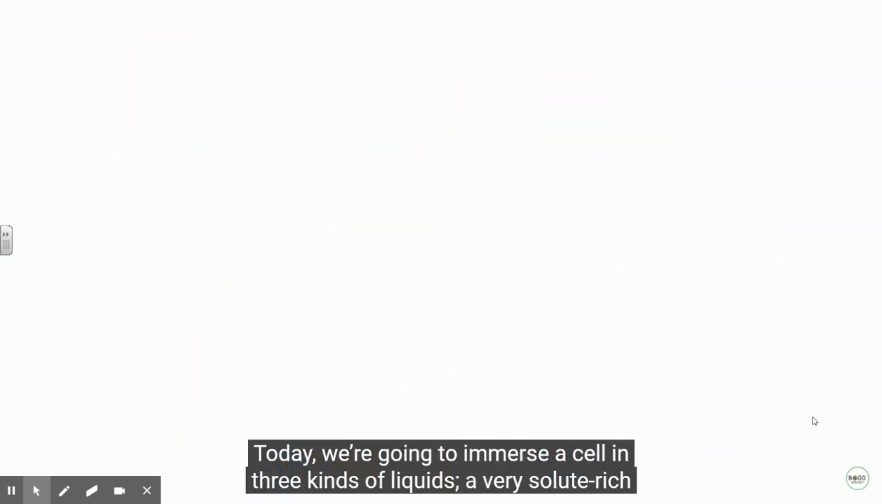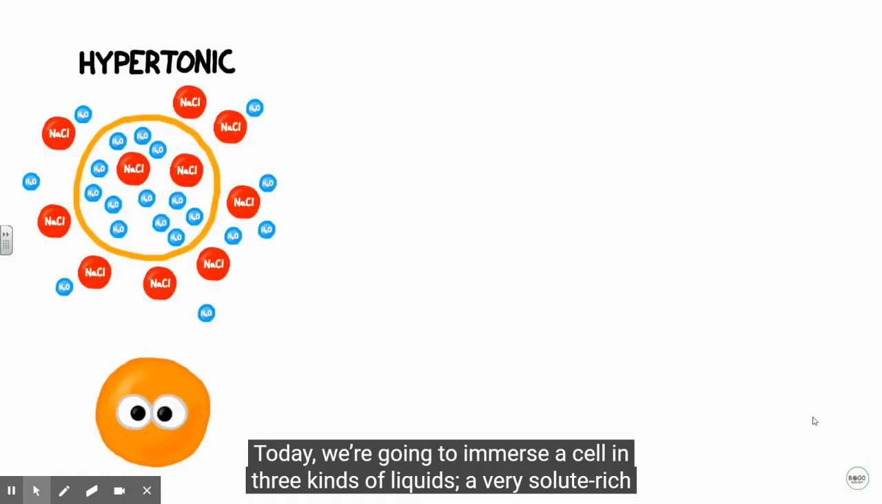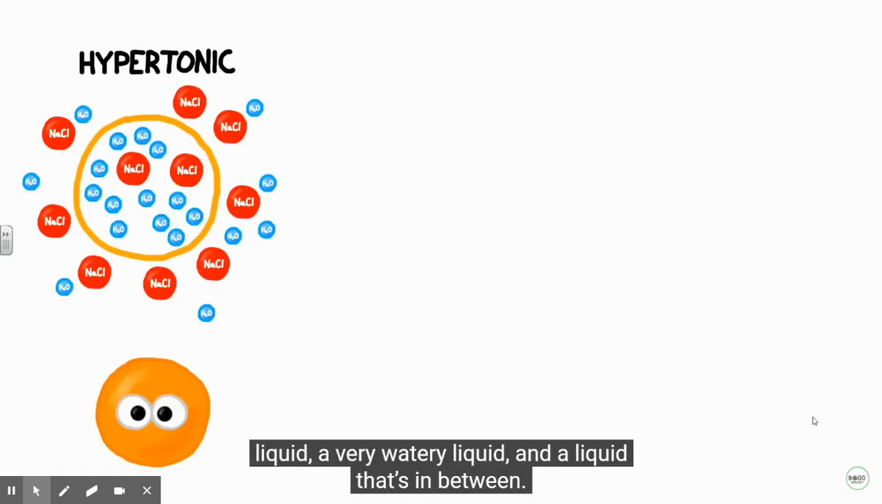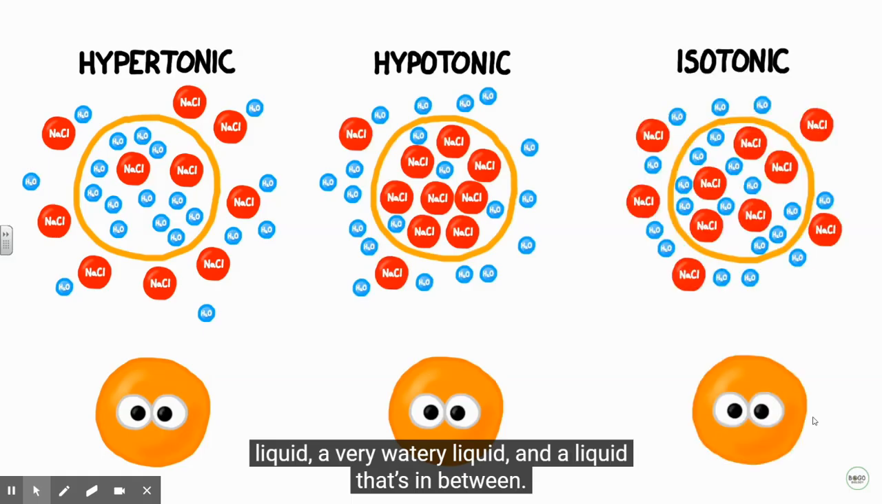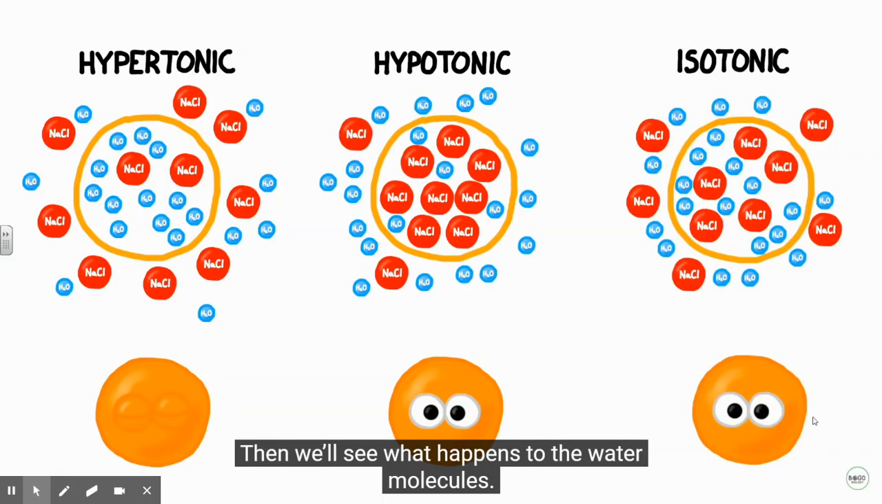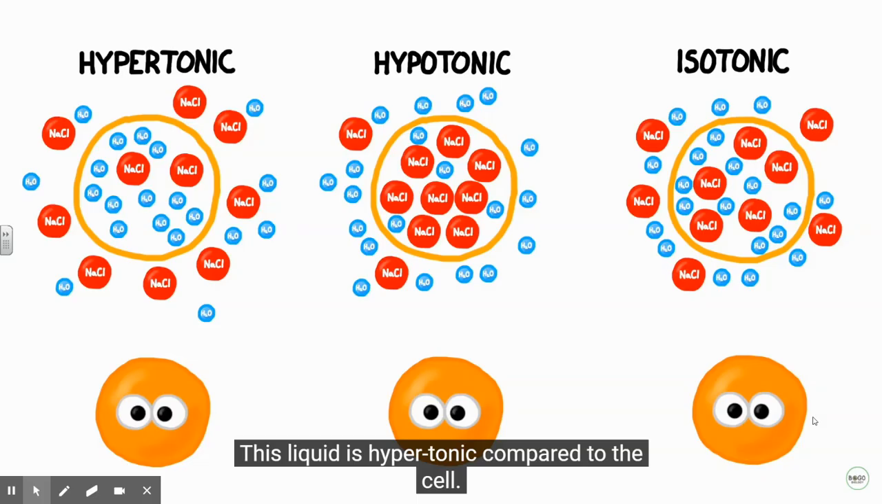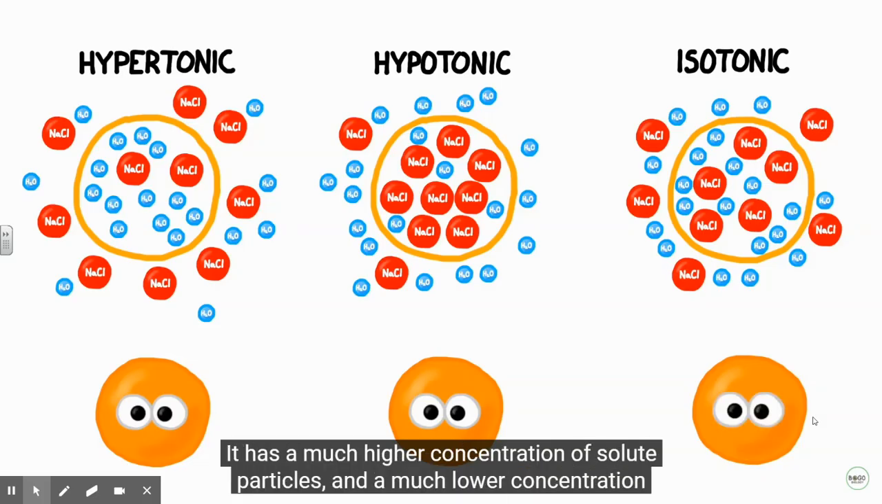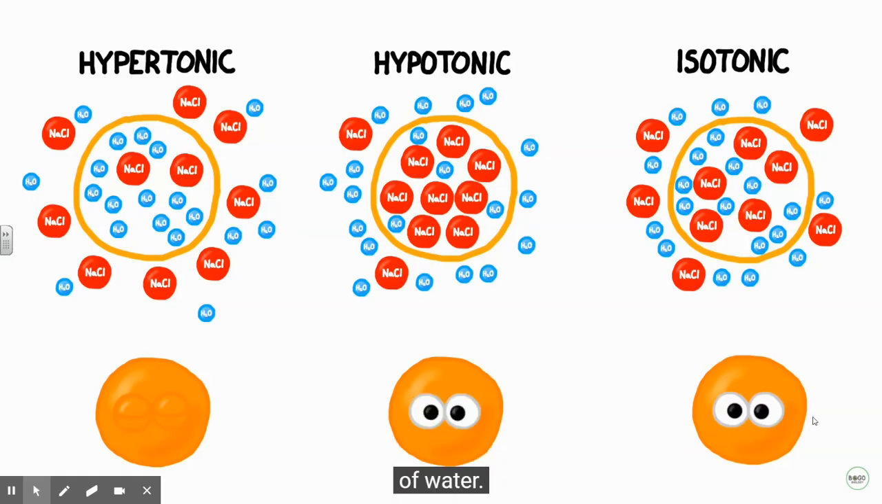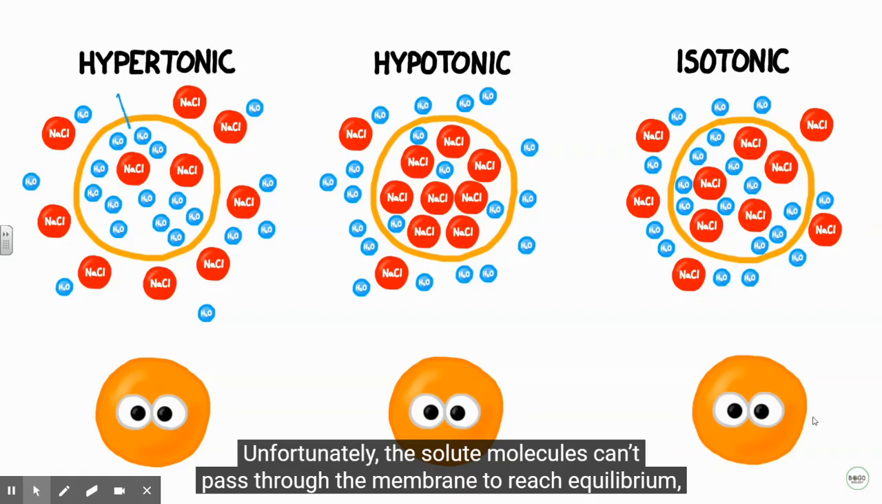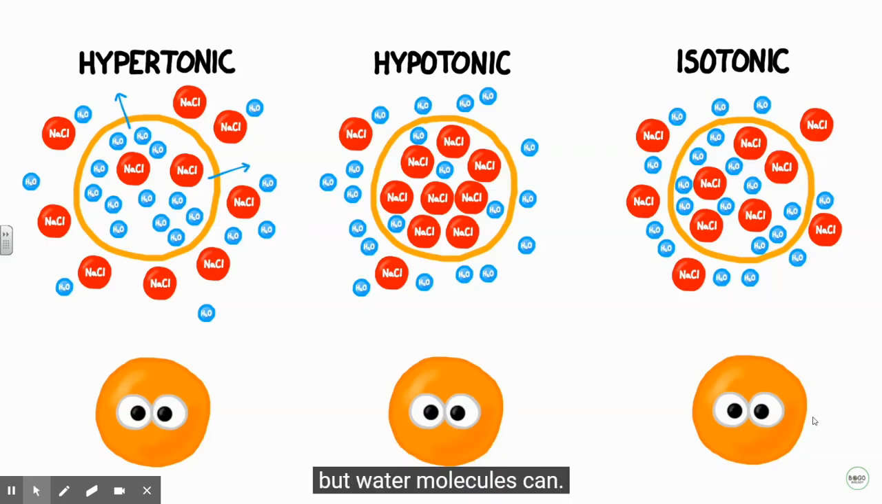Today we're going to immerse a cell in 3 kinds of liquids: a very solute-rich liquid, a very watery liquid, and a liquid that's in between. Then we'll see what happens to the water molecules. In this first scenario, the liquid surrounding the cell has many molecules of solute in it. This liquid is hypertonic compared to the cell. It has a much higher concentration of solute particles and a much lower concentration of water. Unfortunately, the solute molecules can't pass through the membrane to reach equilibrium, but water molecules can.